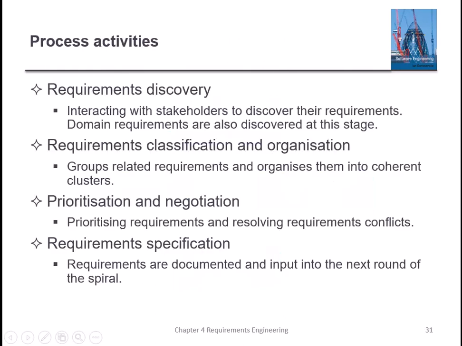this phase again. Process activities: discovery of requirements, where we interact with the stakeholders to discover their requirements. Domain requirements are also discovered. Domain requirements include all the constraints, also discovered at this stage. Requirements are classified, meaning groups are made. Group related requirements and organize them into coherent clusters. Prioritization and negotiation: prioritizing requirements and resolving requirements conflicts. And specification, where requirements are documented.